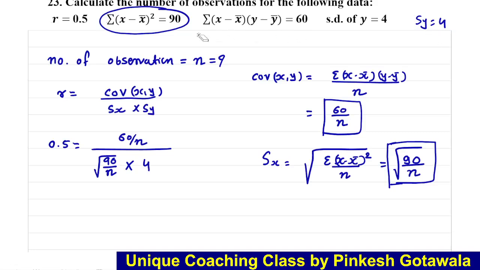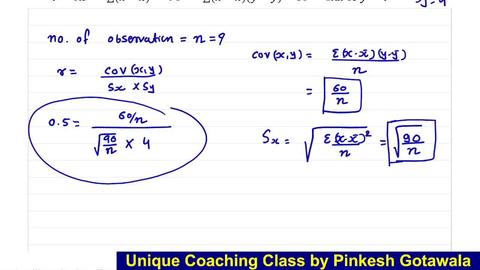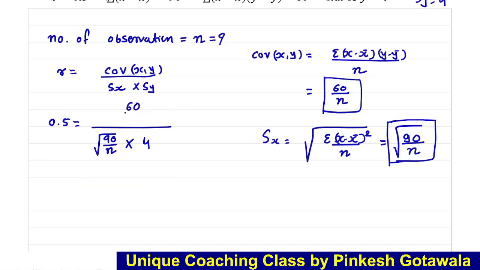Okay, now how to solve this? Here you can see there is only n available, so if you solve this you will get the value of n. Now first of all, this point: 90 divided by n into 4. Just take this side. Here it is a division, so on that side it would be multiplication. 0.5 into root 90 into n into 4, and on this side remaining only 60 divided by n.